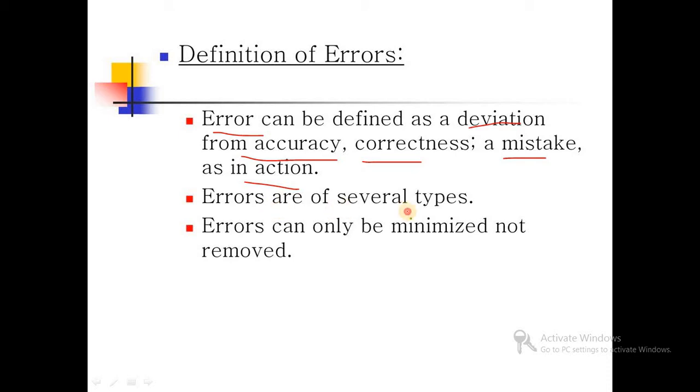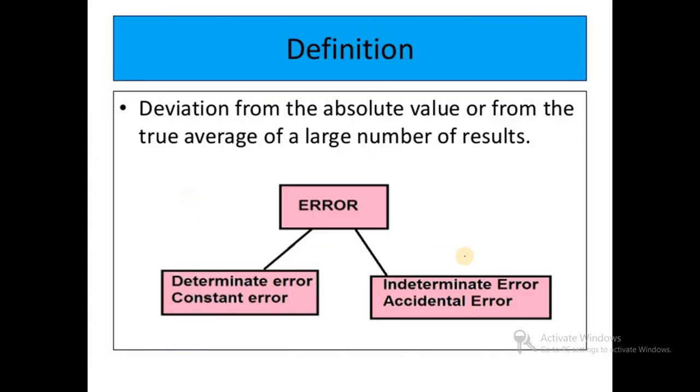So errors are of several types. Errors can only be minimized, not removed. We can minimize the errors by our experimental techniques. Error is deviation from the absolute value or from the true average of a large number of results. So deviation from the absolute value, or true value, means error.